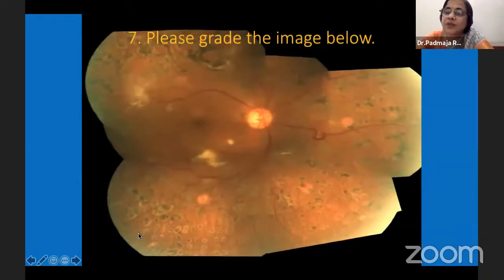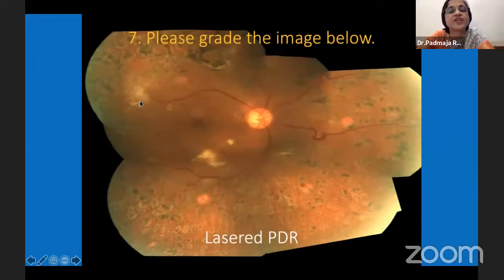Please grade the image below. So what are these? Until now we discussed in the workshop about red dots, yellow dots and flowers. There are some black scars seen which are nothing but the post laser. So very good, post PRP PDR, or we say lasered proliferative diabetic retinopathy. And here it is quite stable.